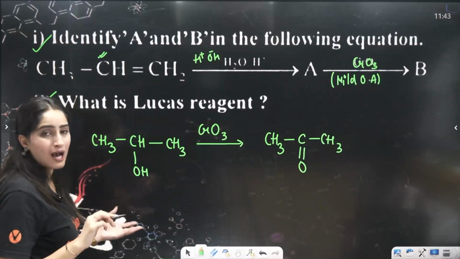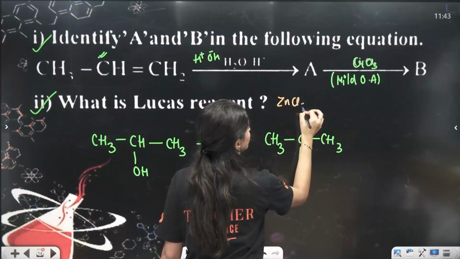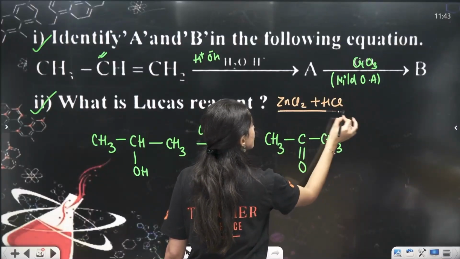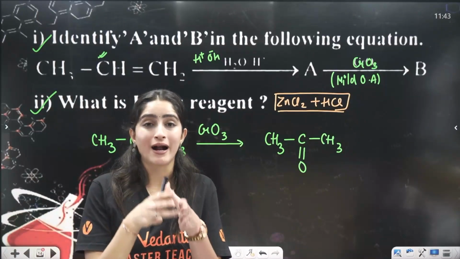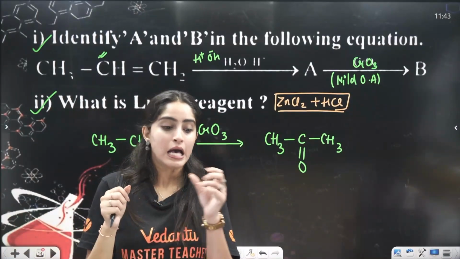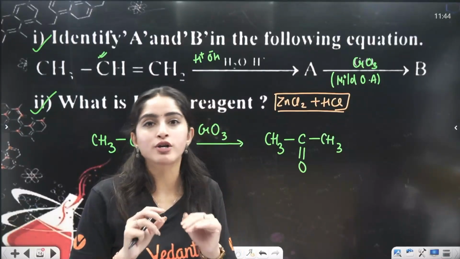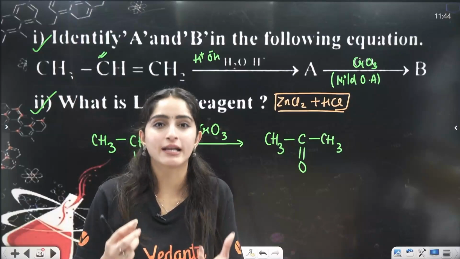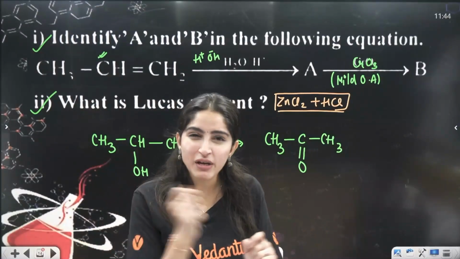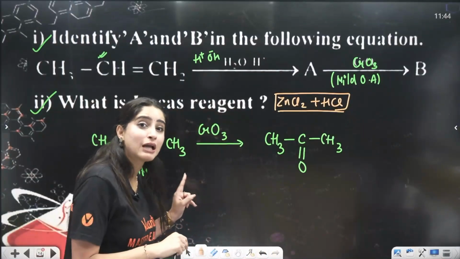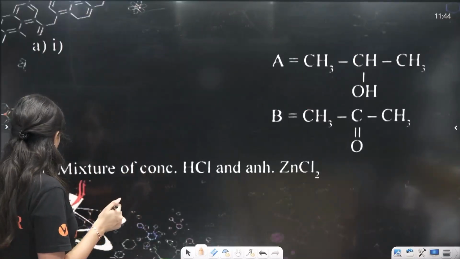Next is, what is Lucas reagent? What is Lucas reagent, everybody? Lucas reagent is ZnCl2 plus HCl, right? This we have discussed, it will be used to distinguish between 1 degree, 2 degree and 3 degree alcohols, right? So basically 1 degree alcohol will not show turbidity even after heating. 2 degree alcohol will show it after 5 minutes, but 3 degree alcohol will immediately show the turbidity, that is your cloudiness. That is how we distinguish 1 degree, 2 degree and 3 degree alcohols, right?